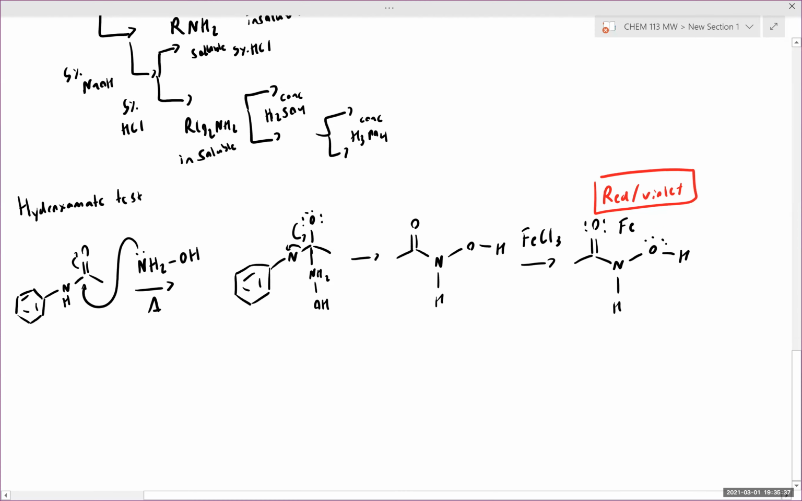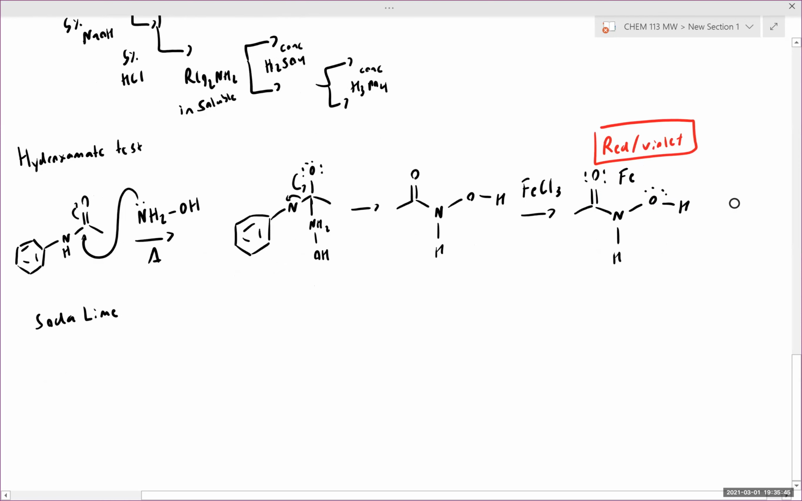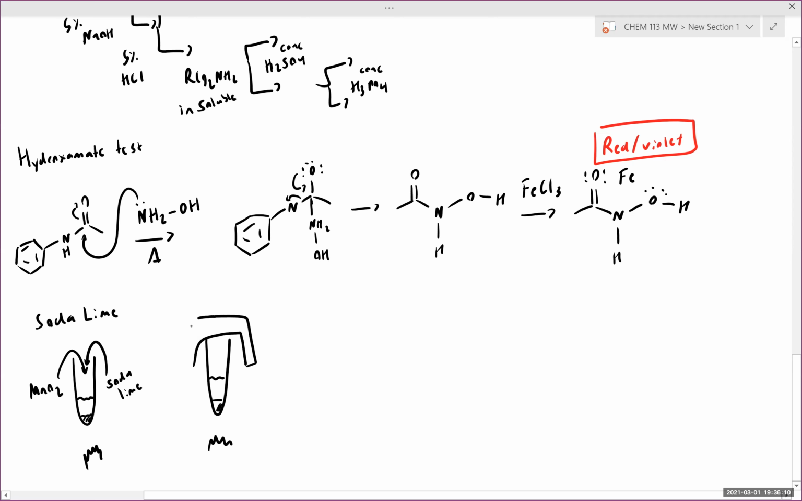Okay. The next test we'll be doing is the soda lime test, otherwise known as the soda ash test. In this case, we're going to take our product and add to it manganese dioxide and soda lime, and then we are going to heat this mixture. Now, what's really important to consider is that when we heat this mixture, we are going to have a piece of litmus paper.